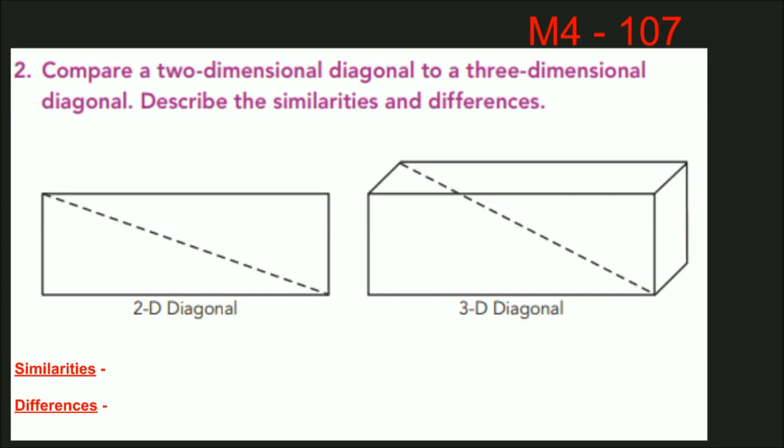Question 2 gives you these 2 different figures and asks you to compare a 2-dimensional diagonal to a 3-dimensional diagonal. But importantly, it says describe the similarities and differences. So just looking at these 2 figures, what are some similarities? What are some differences? This doesn't have to be in a complete sentence. This can just be a list. You can see down towards the bottom on mine, I just have similarities and differences written out.